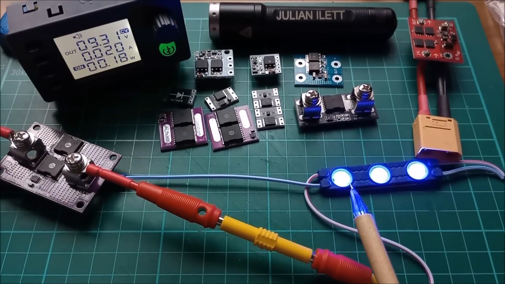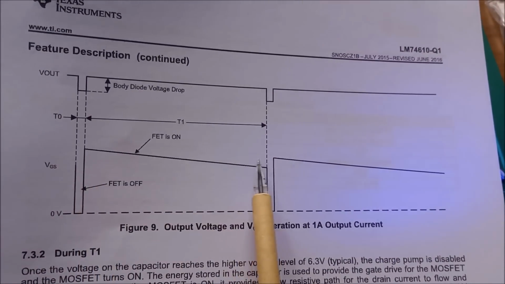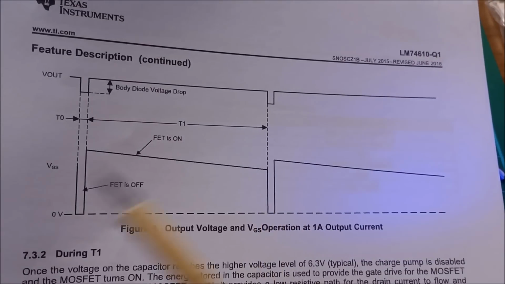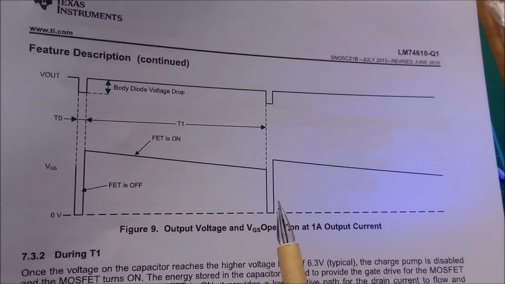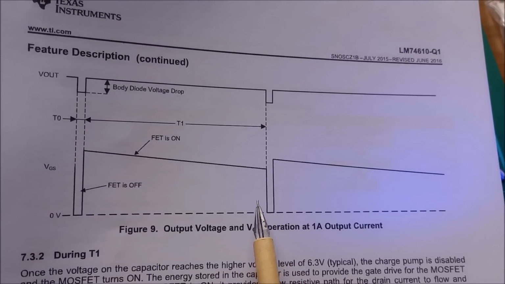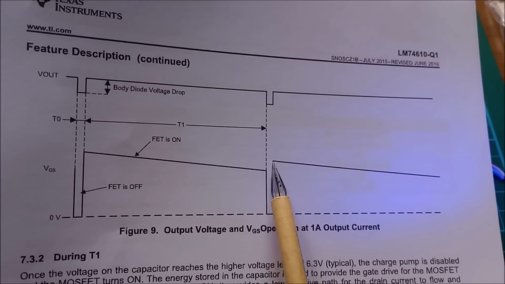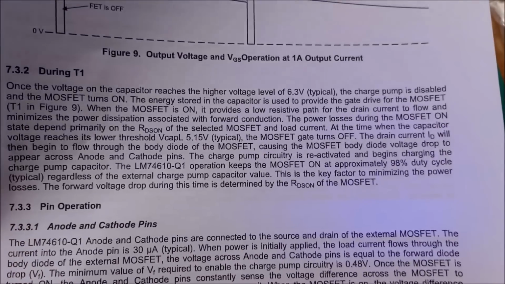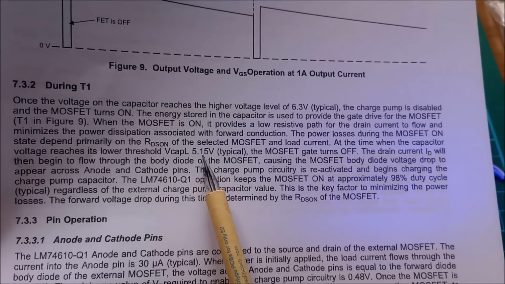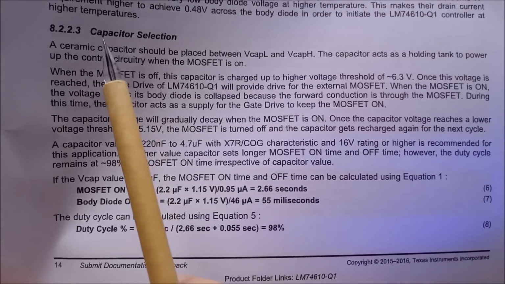Yeah, so this pulsing here, where these briefly go dim, is this. The FET's conduction channel is on for 98% of the time, assuming a reasonable current. The FETs are briefly off, which is where the current is passing through the body diode. That allows the controller chip to charge the capacitor back up to 6.3 volts. Apparently it discharges to 5.15 volts. It does say that in here somewhere. Yeah, 5.15 volts, typical.